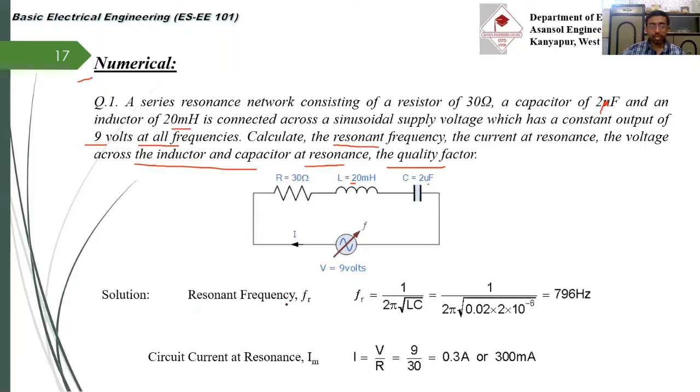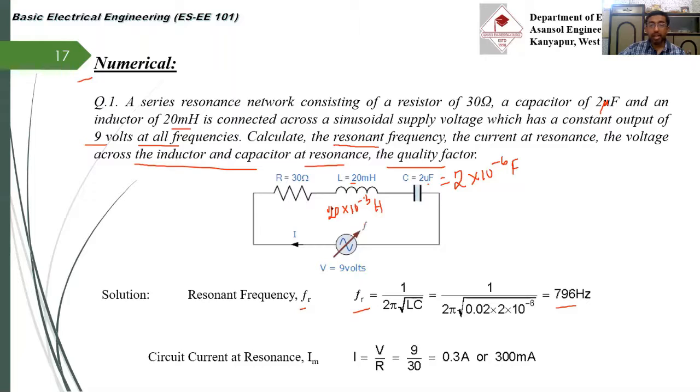So you have to find the frequency that will cause the resonance. What is the resonance frequency formula? Fr equals 1 by 2 pi root LC. L value is 20 millihenry and C value is 2 microfarad. 2 microfarad means 2 into 10 to the power minus 6 farad, and 20 millihenry means 20 into 10 to the power minus 3 henry. Put all these values, you will get the resonant frequency value, that is 796 hertz.